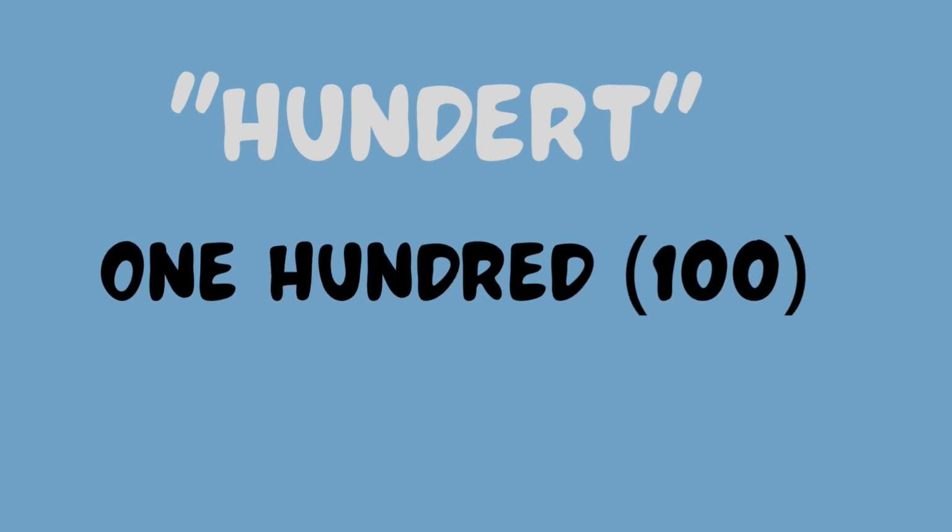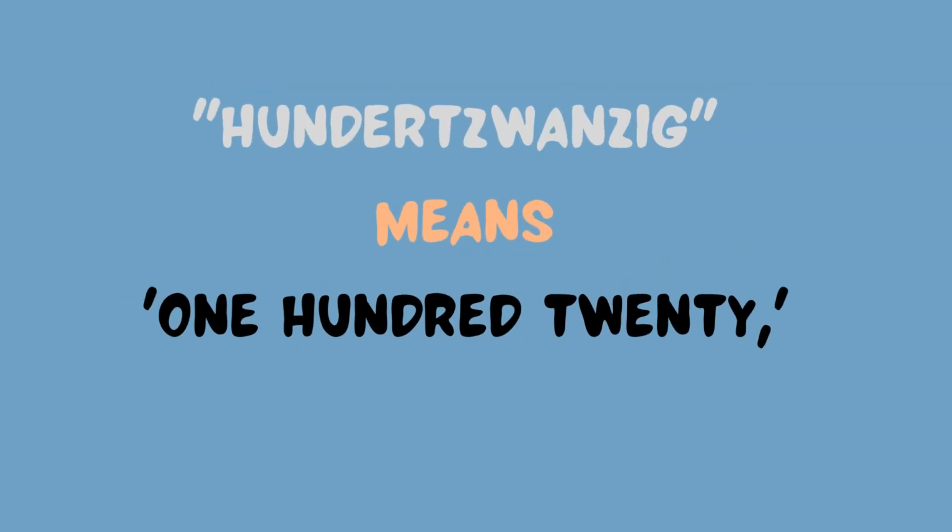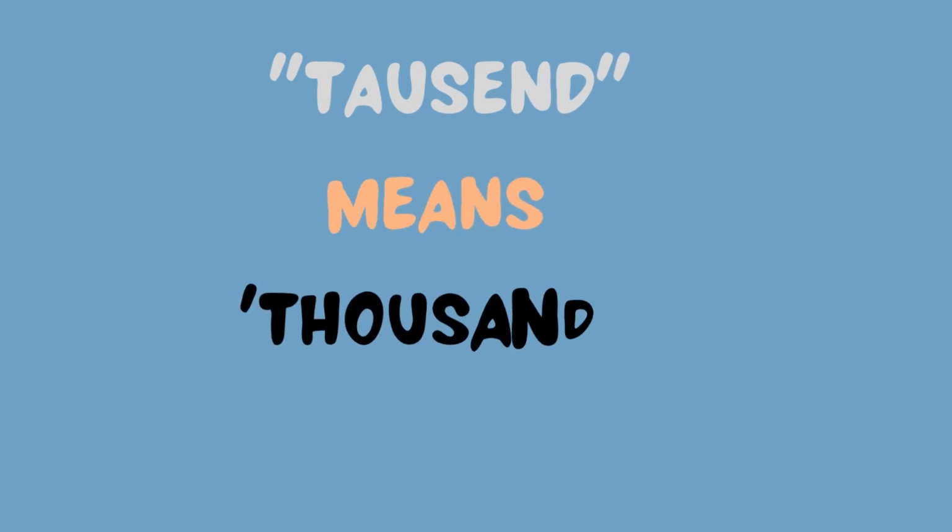Counting beyond 100 and big numbers. To count beyond 100, simply combine the hundreds with the numbers from 1 to 99. For example, 120 means 120, and 1000 means 1000. Practice these numbers to reinforce your counting skills.